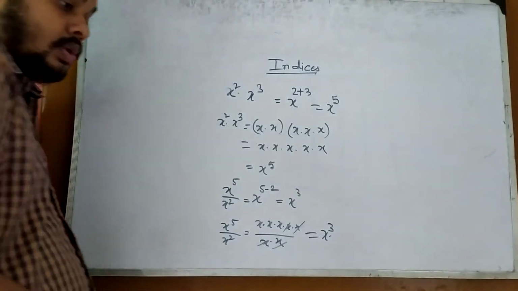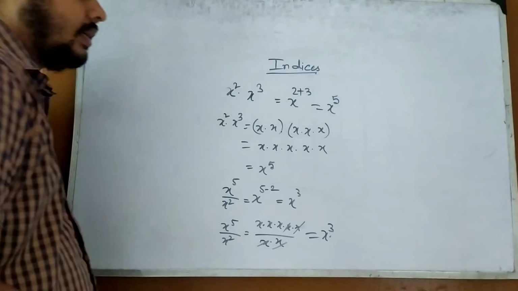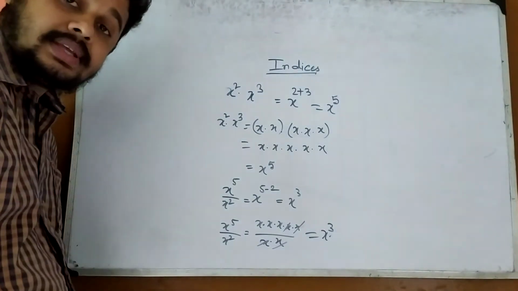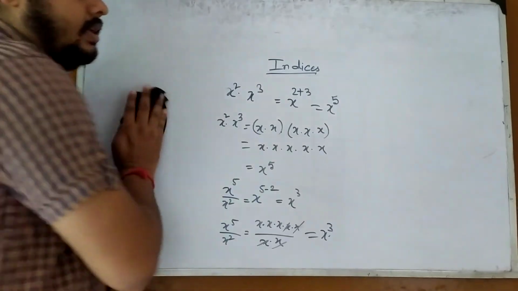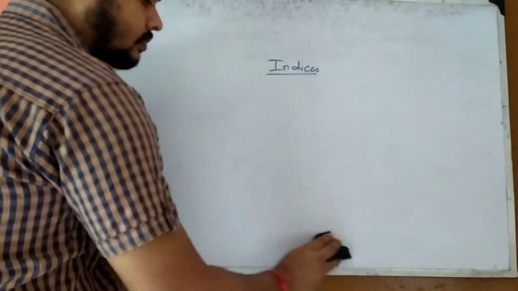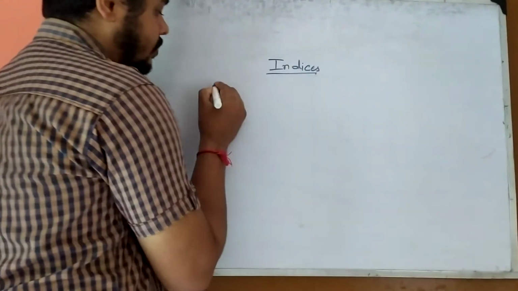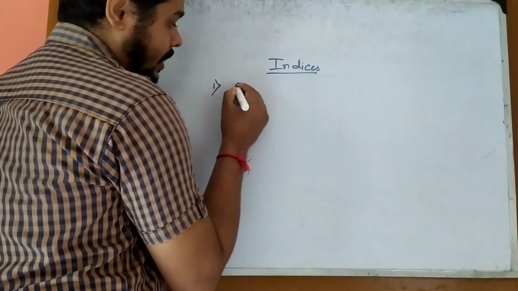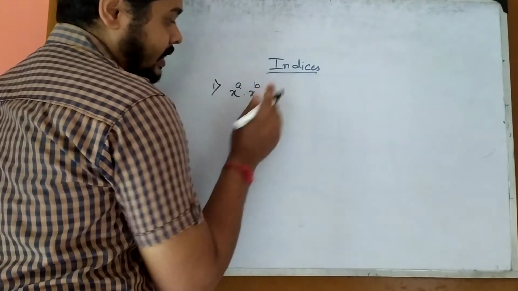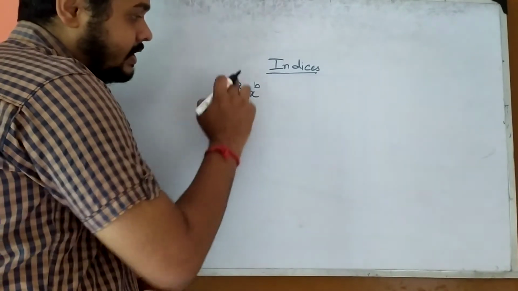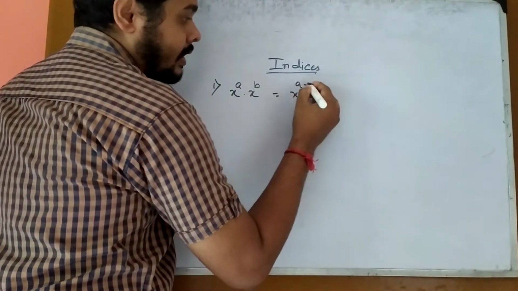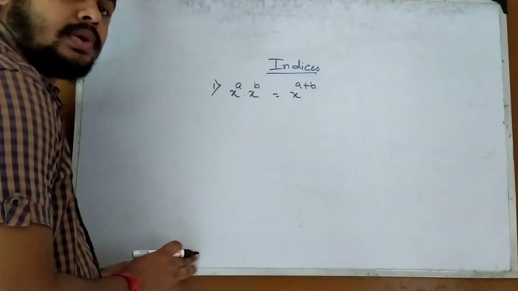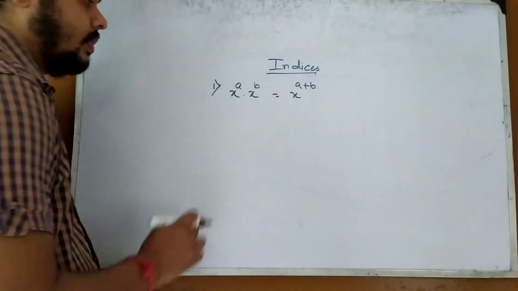Okay. So let's start writing and memorizing the formulas of the indices. Our first formula is x to the power a into x to the power b. In this case, bases are the same, components are different. So we have to add the components. Okay, that is our first formula.